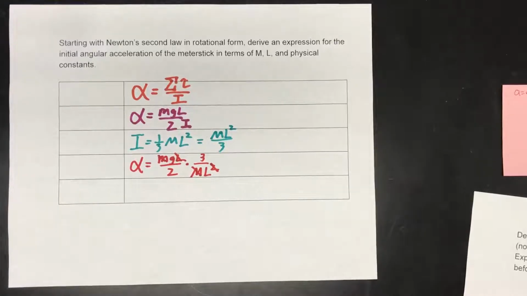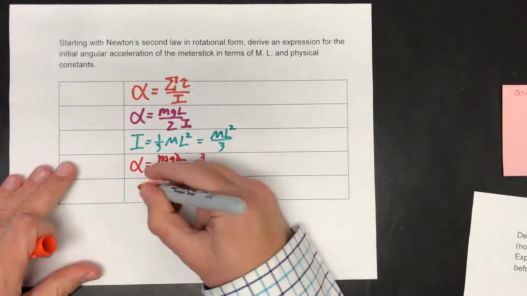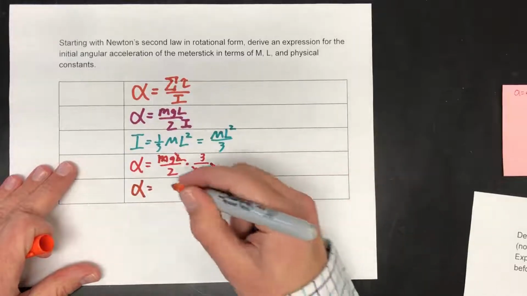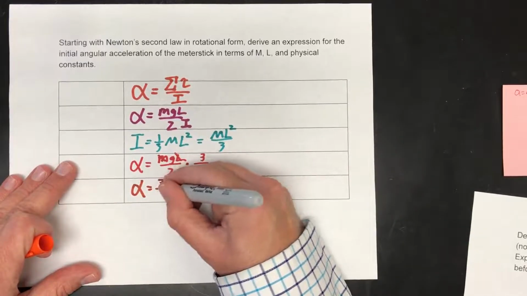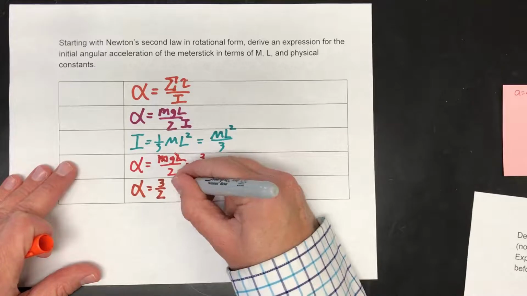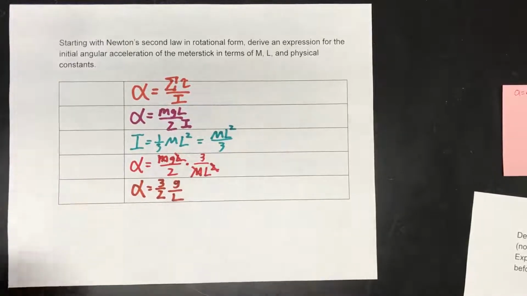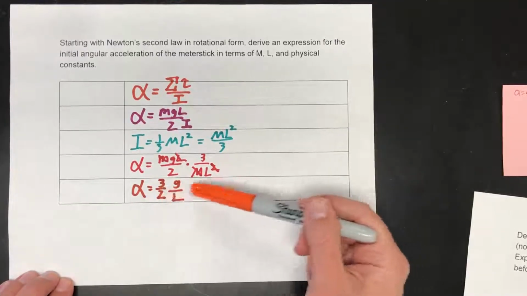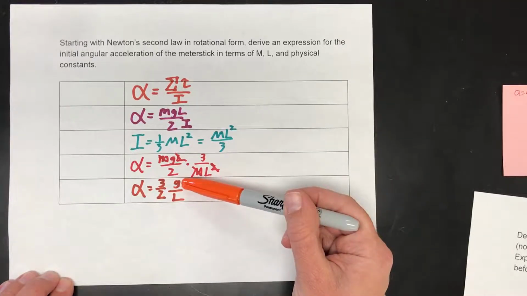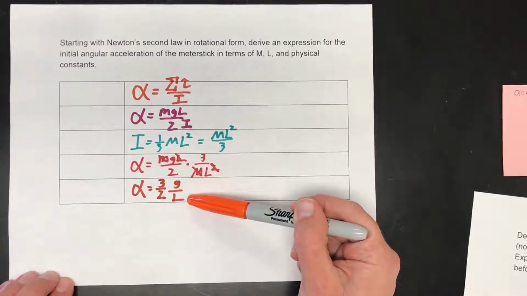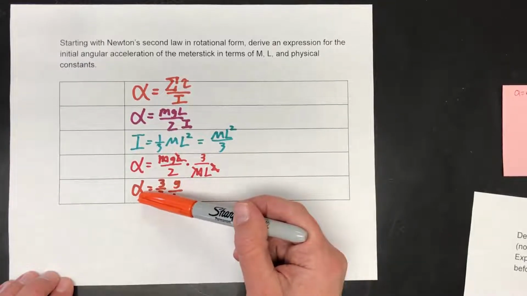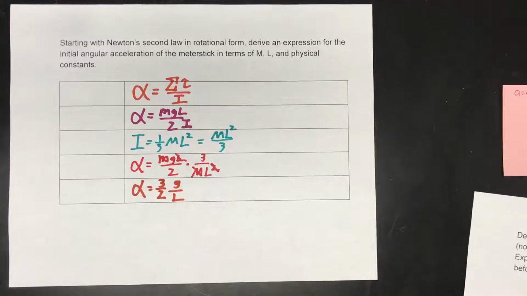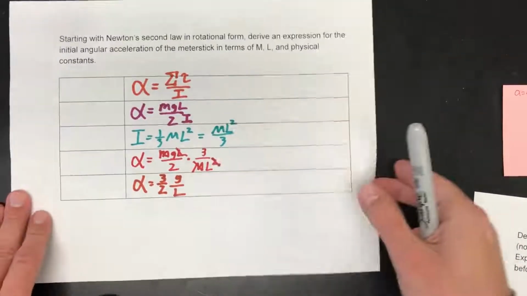So let's clean it up a little bit. I'm going to pull my constants out front, and the angular acceleration is 3/2 g over L. Notice how fast it is going to pick up angular speed, in radians per second per second. Part of it is a function of the planet we're on, and another part is the length. The bigger the length of this meter stick gets, well, it wouldn't be a meter stick then, but what if we had a 2-meter stick? It would take longer to pick up speed in that case.